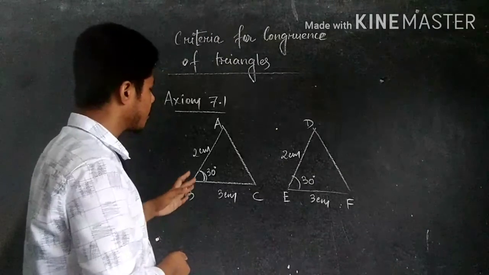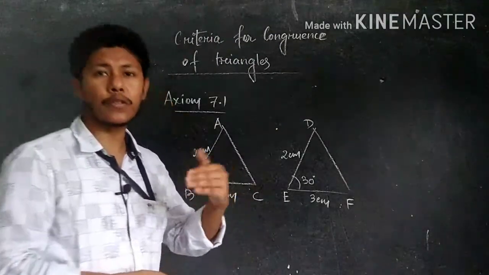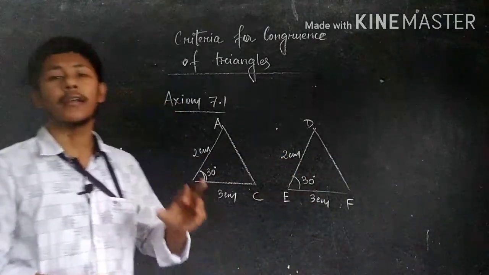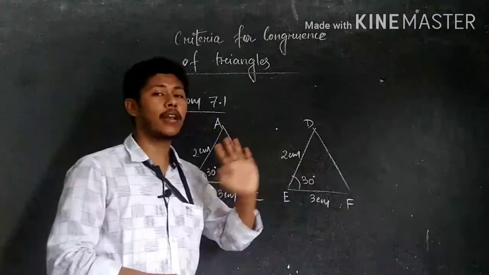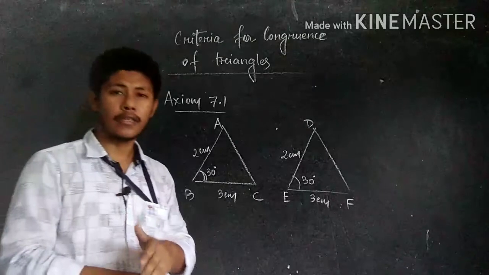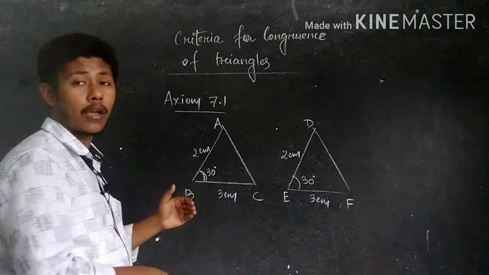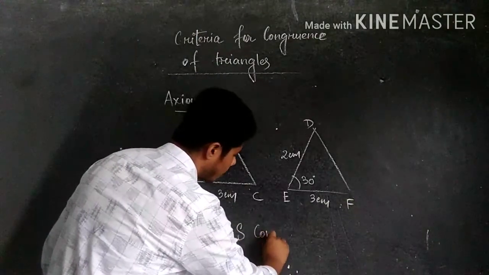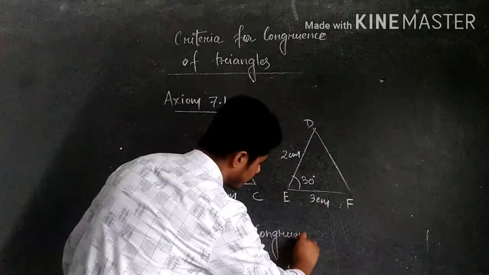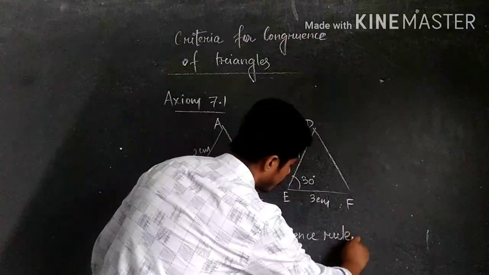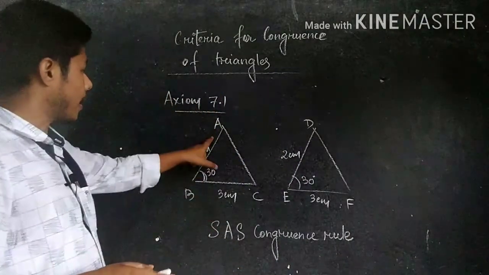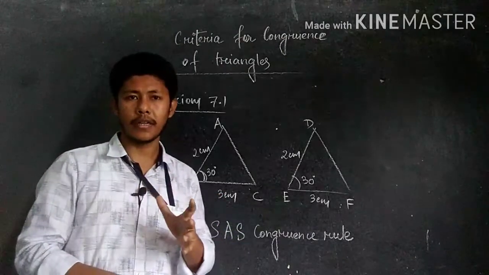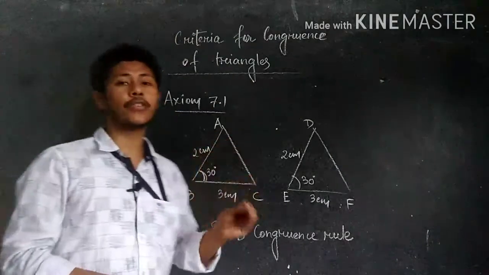So the first criteria is what? If two sides are equal, and with respect to this, if the included angle is equal, then what we can say? These two triangles we can say are congruent. Is it clear? And this congruence rule is known as side angle side congruence rule. Is it clear? So now here, side angle side. So this one comes under axiom 7.1.